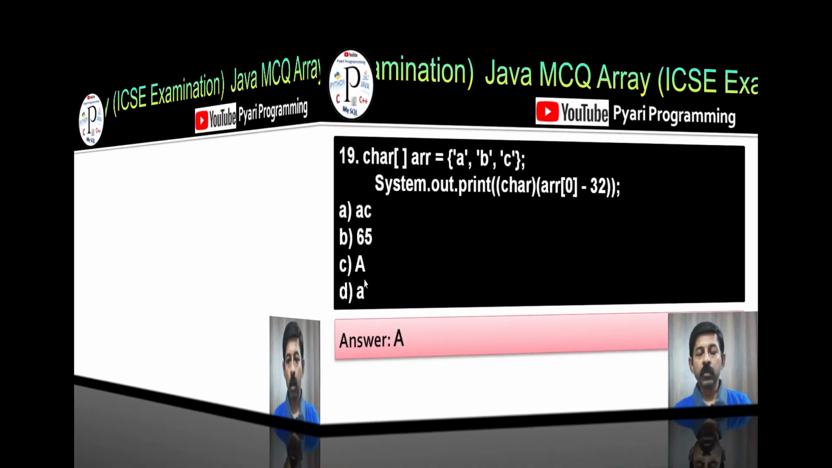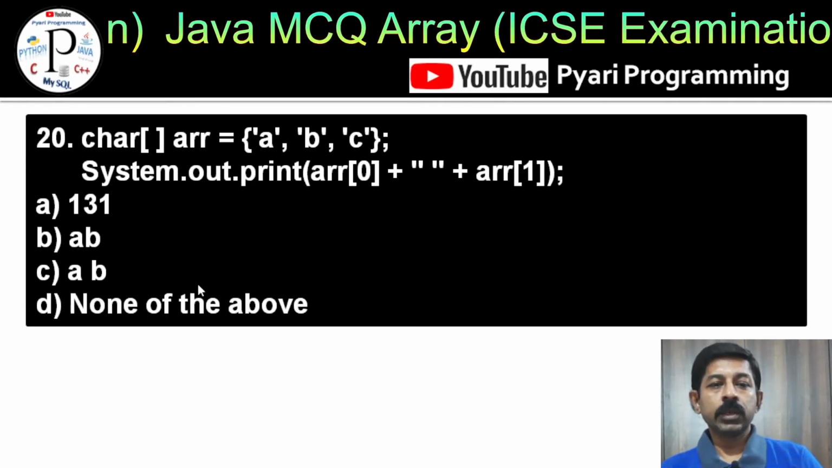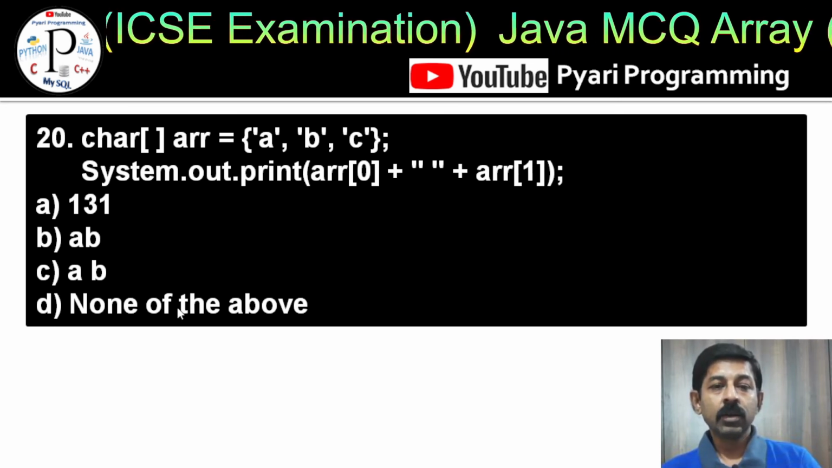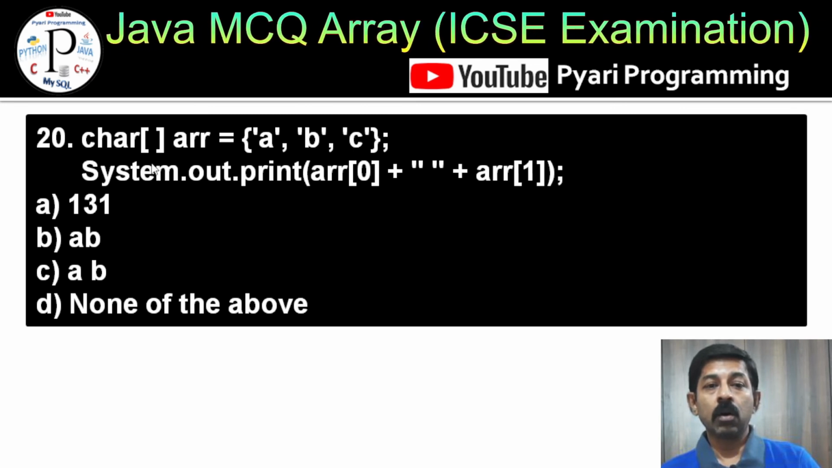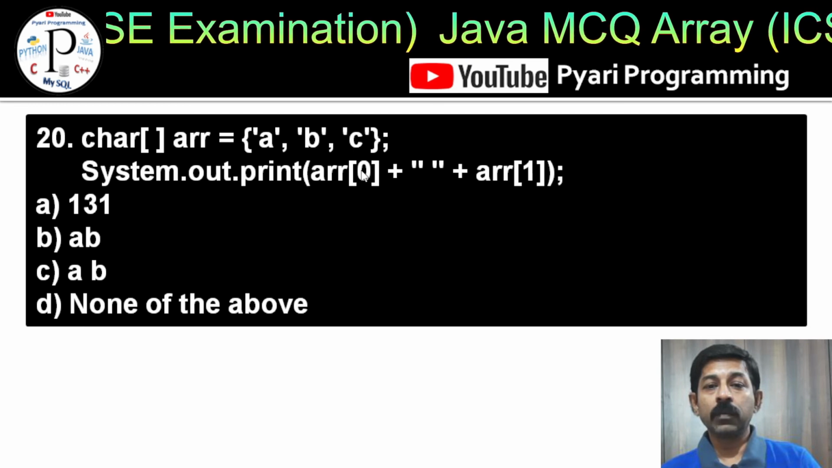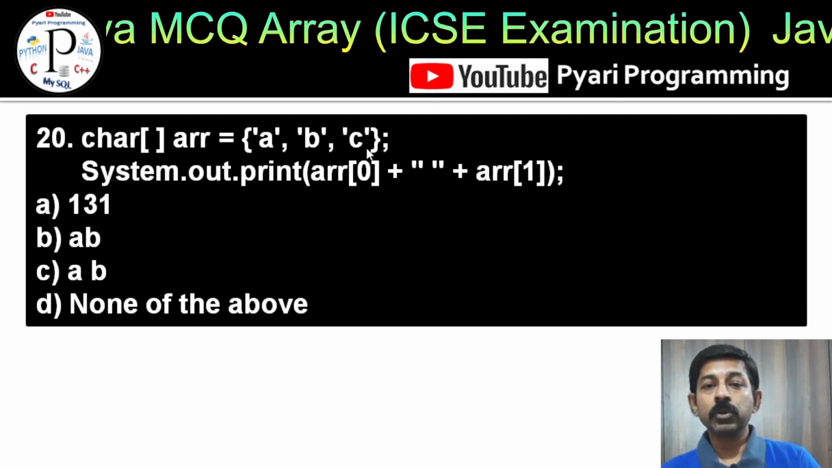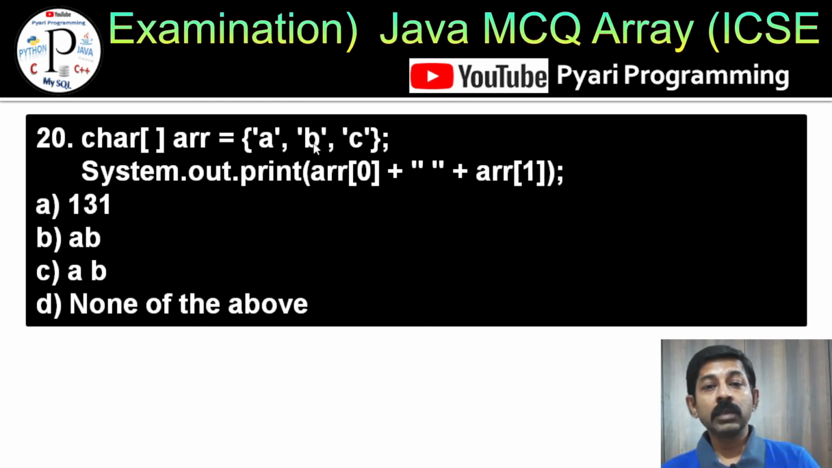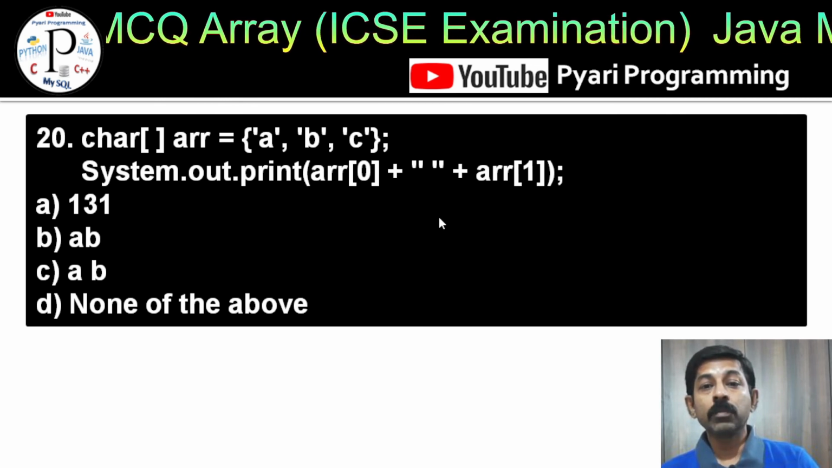So we'll move on to the next one. Now the last question, with the option none of the above. Here we have to be careful about whether these answers are correct or not. It is saying that ARR of 0 position contains alphabet A concatenated with a space. ARR of 1 position contains B. So the right answer is AB, or is it adding the ASCII value of these two?